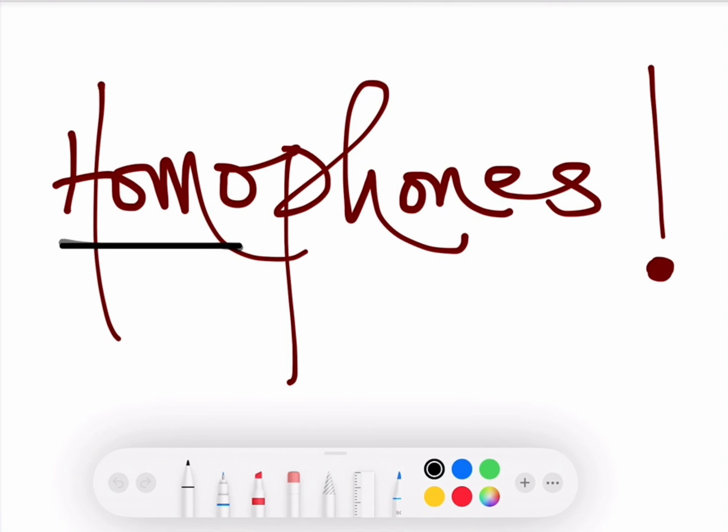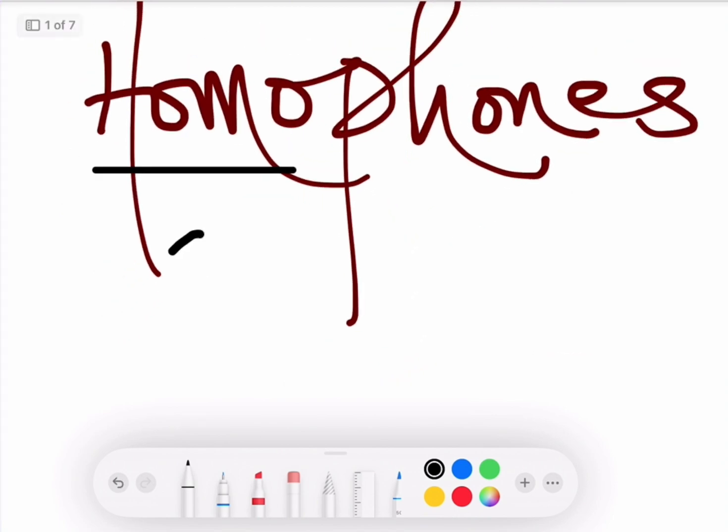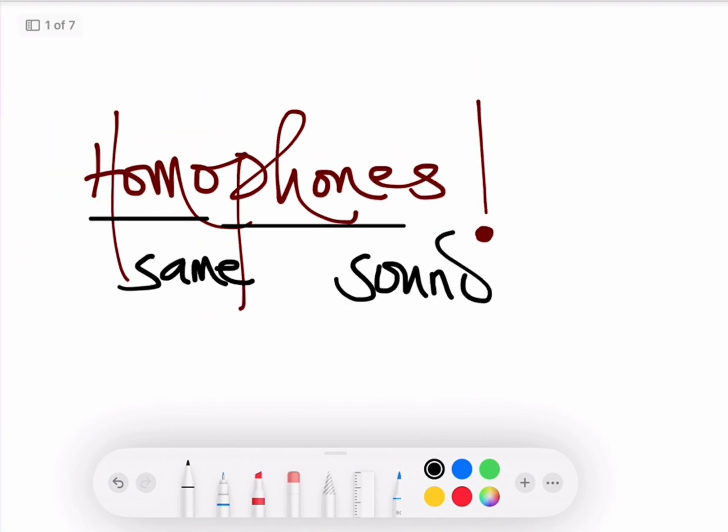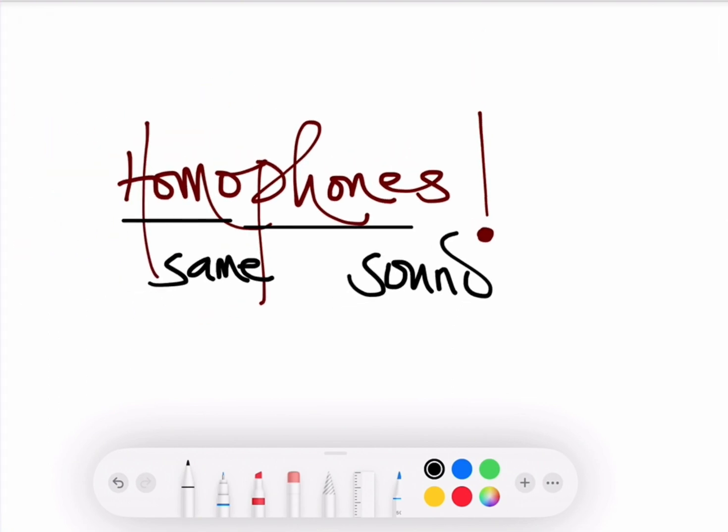The first aspect you can see here is homo. Homo means same. The second aspect you can see there is phone. Phone means sound. So we could say that homophones are words that sound the same but have different spellings. Like I said in the previous video, there are two aspects that we consider: sound and spelling. So in homophones, they focus on sound. They have the same sound, but they have different spellings.